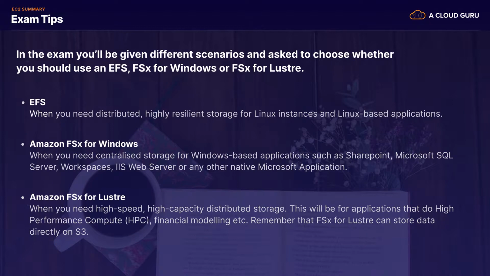And then Amazon FSx for Lustre is when you're doing high-speed, high-capacity distributed storage. And this is going to be for applications that do high-performance compute, financial modeling, etc. And remember that FSx for Lustre can store data directly on S3.